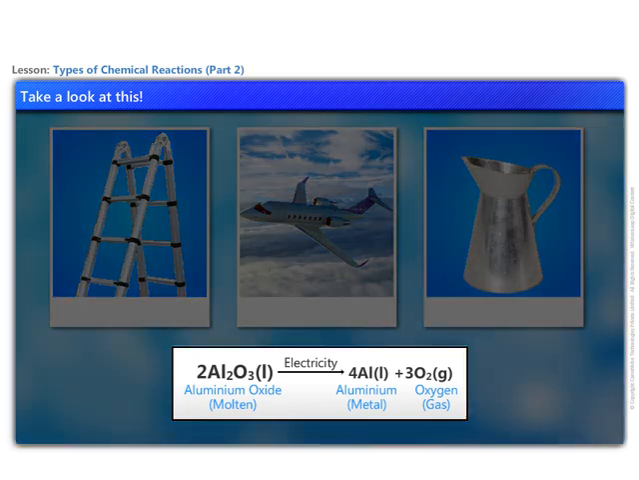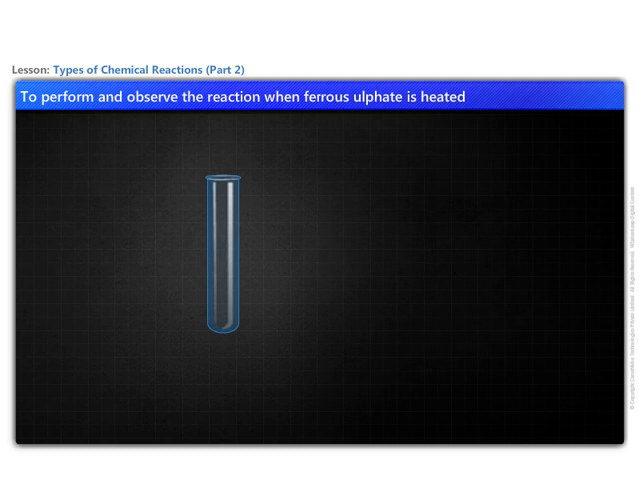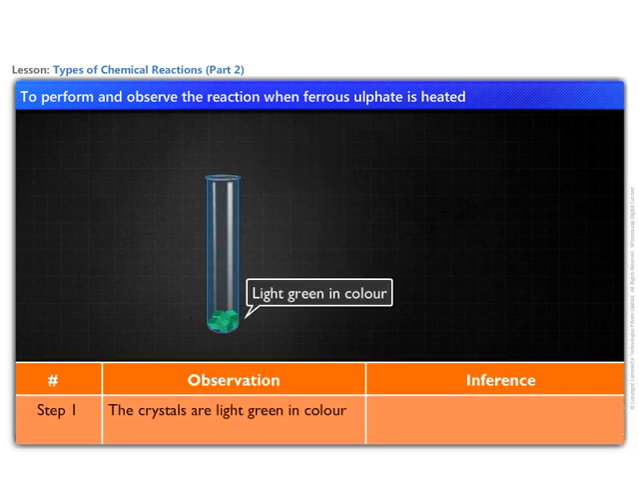Take a look at the chemical equation. You see that the reactant has decomposed into two substances. Let us perform an activity to observe the reaction when ferrous sulfate is heated. Take about 2 grams of solid sample of ferrous sulfate in a clean and dry test tube and note its color. What do you observe? The crystals are light green in color. What do you infer? The color of ferrous sulfate is light green.